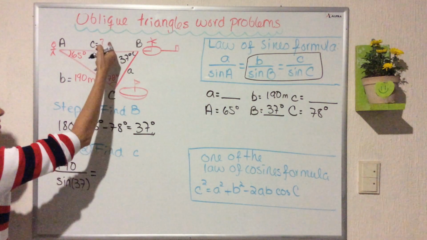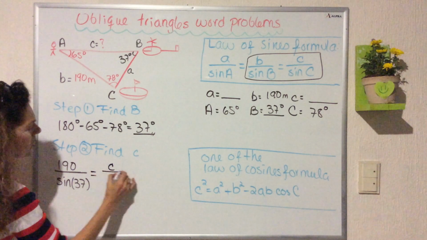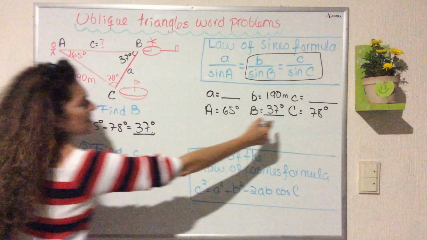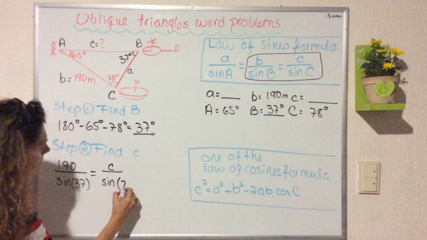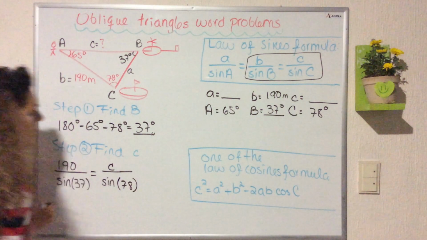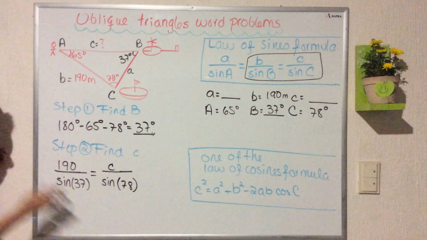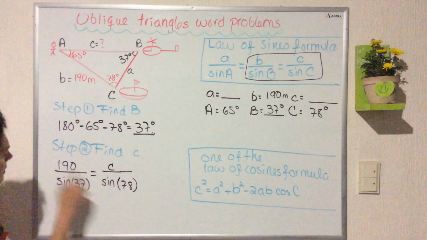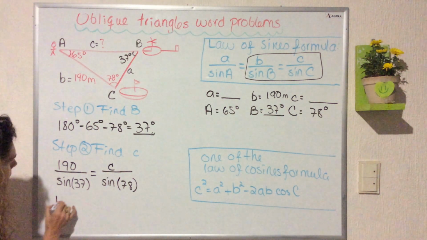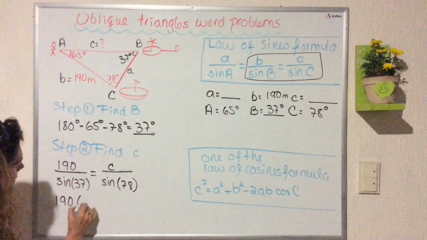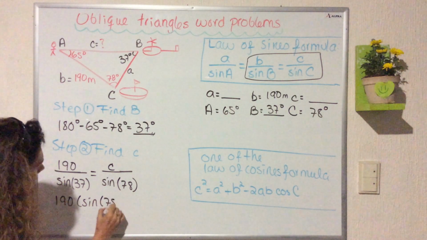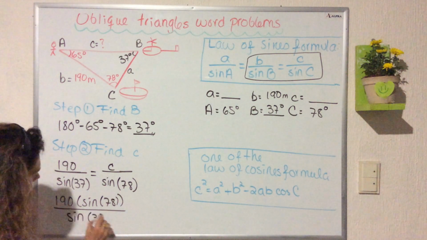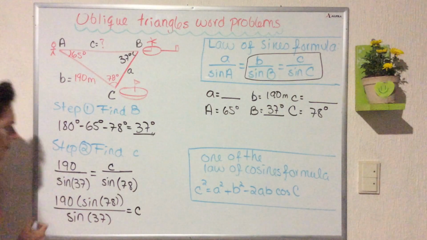I don't have C. This is the one that we're looking for. C over the sine of C. And do we have C? Yes, this is 78. So sine of 78. And then we solve for C. This is an easy thing, okay? So we are going to have, this is dividing, so it's going to multiply now. 190 times sine of 78 divided by sine of 37 equals C.